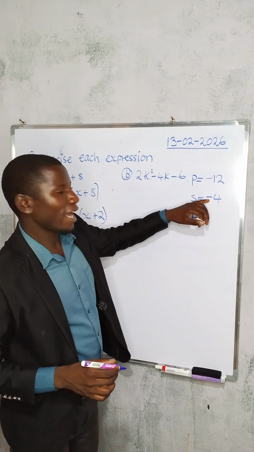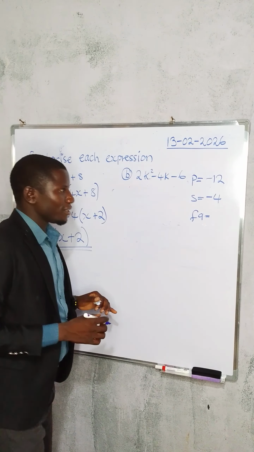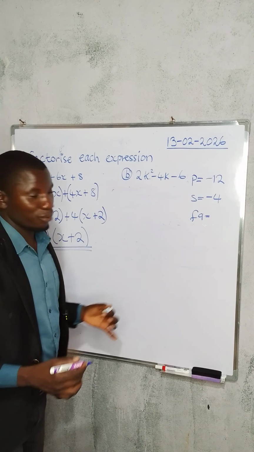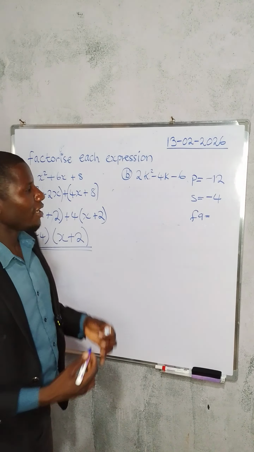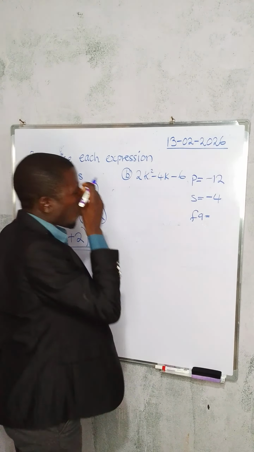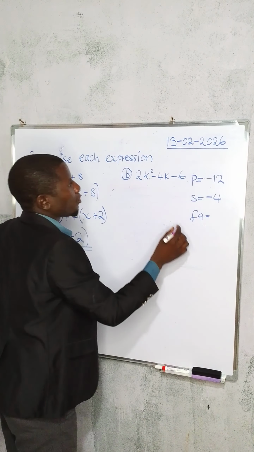And when we add them, they should give us negative 4. Now, that is a bit tricky. Sometimes people fail to do that. They may know what to do, but coming up with those factors, it's a problem. So what we are going to do, we are going to list the factors of 12.